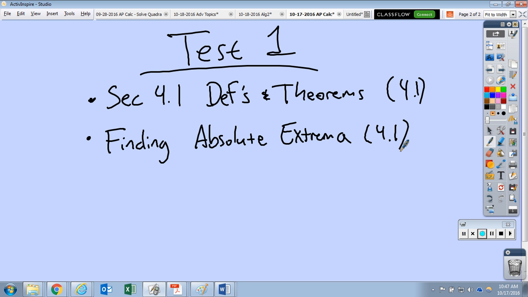So you see what I did there? Know that it needs to be both continuous and differentiable.